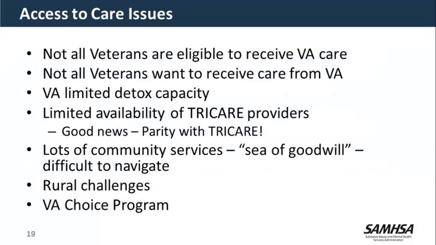And so some of this is driven by access to care issues. Not all veterans are eligible to receive VA care. Not all veterans want to receive VA care. And the VA centers in different areas have varying capacity to provide services. So some VA centers are able to provide or cover chiropractic care as an alternative to opioid pain medication. Other VA centers aren't able to provide those kinds of services. So, we see a lot of different access issues depending on where the person is located.